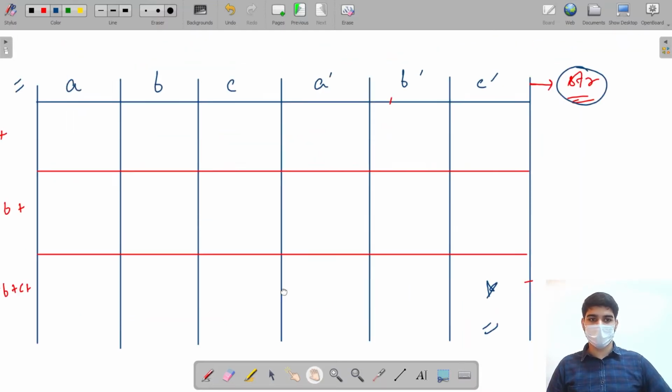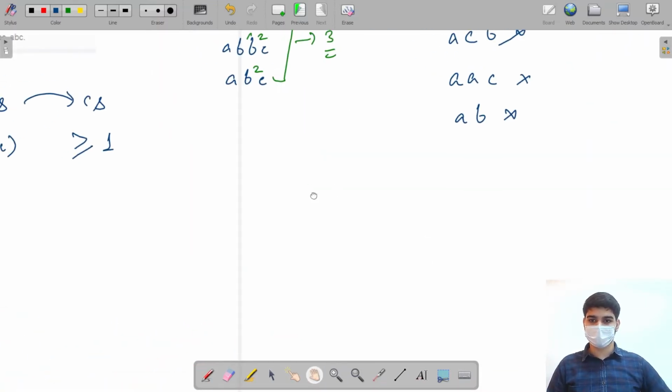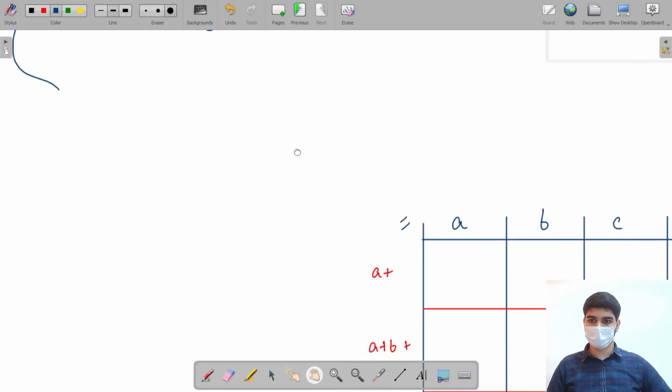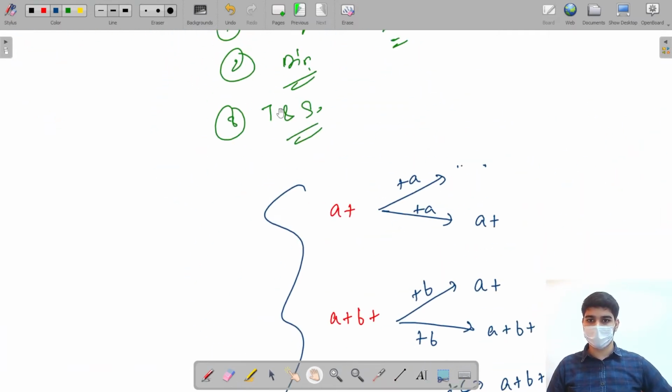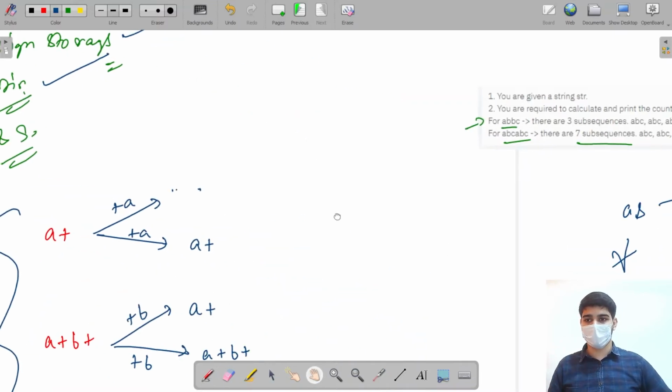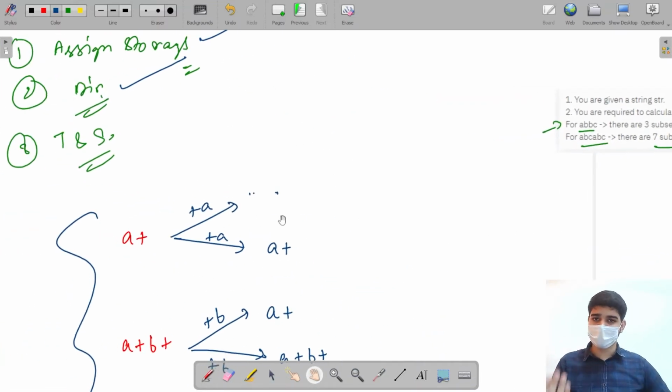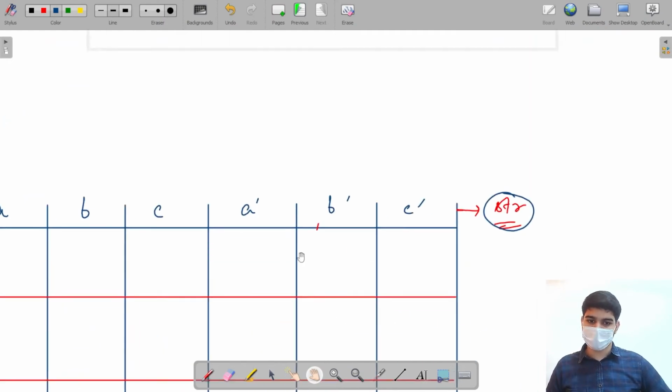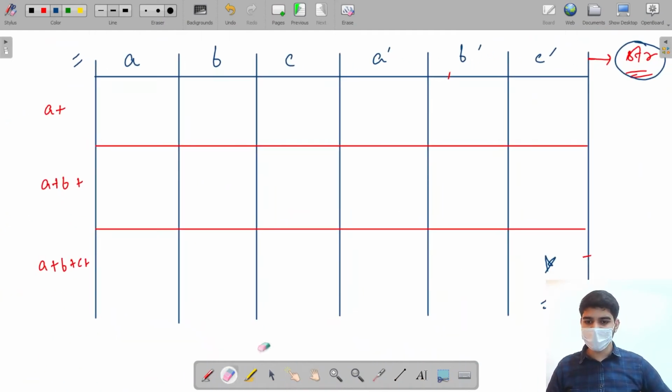So till now, what we have discussed is that we have assigned the storage, and we have discussed the direction. What does that storage mean, and the direction in which we have to move. The third part is traversing and solving. So let's quickly traverse and solve, right?